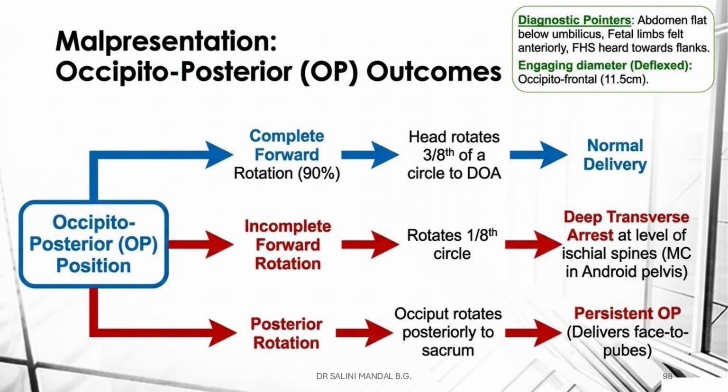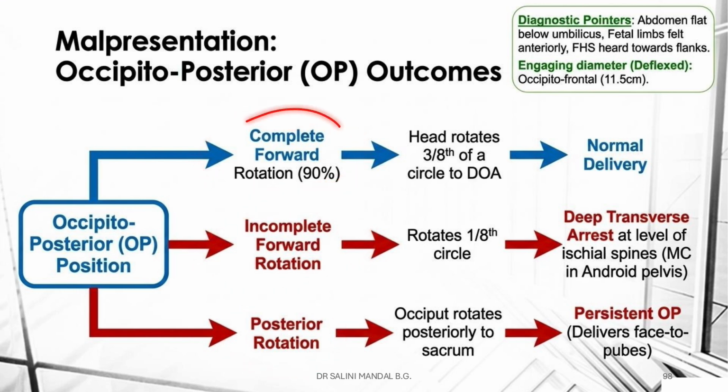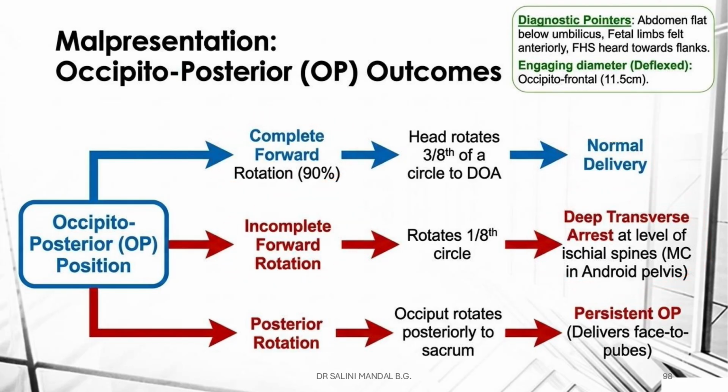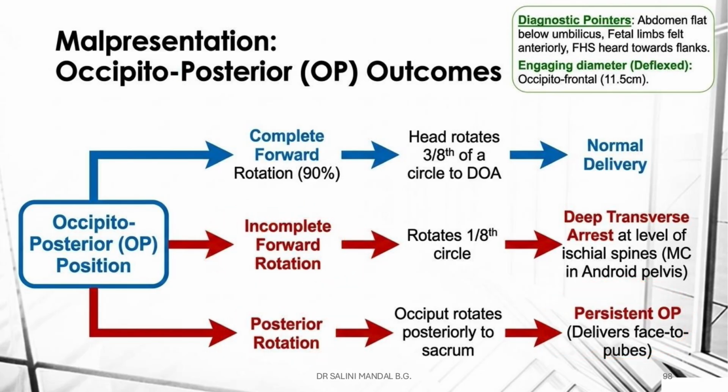Next is about malpresentation. Let us talk about the occipito-posterior position. We have complete forward rotation, incomplete forward rotation, and posterior rotation. Whenever there is complete forward rotation, there is going to be normal delivery. Incomplete forward rotation leads to deep transverse arrest at the level of the ischial spine. This is most common in android pelvis. And posterior rotation leads to persistent occipito-posterior, which delivers face to pubis.